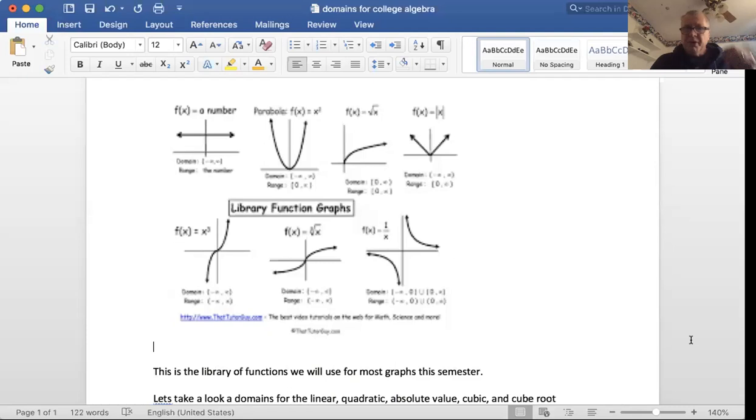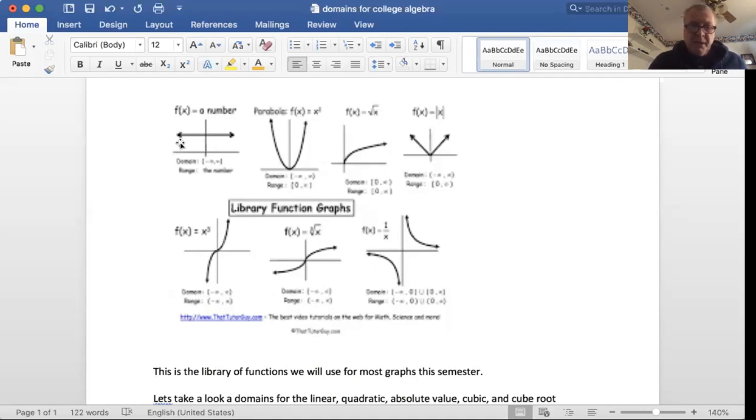Okay, so a little while back, we left off with the library functions. In our last video we talked very briefly about it. Let's talk a little bit more about it. So the first one we see, the top left here, when f of x equals a number, we have a horizontal line. Now from that, if we add x and multiply x by a constant number, we can manipulate that line, change its slope, its steepness, if you will, okay?